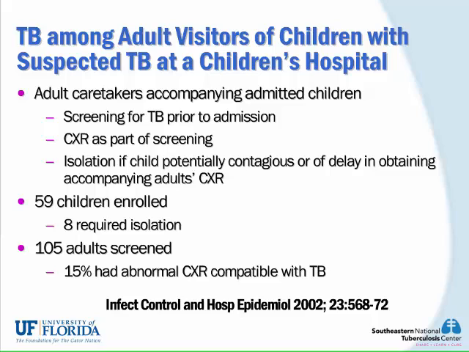So when they looked at their study period, there were 59 children admitted with suspected TB, and once they applied their criteria, only 8 children required isolation. They screened 105 adults and found 15% of them had abnormal chest X-rays compatible with TB, and they did not know that they had it. So this study really highlights the importance of having a process to screen adults that are accompanying children when they get admitted to our hospitals for suspicion of TB.